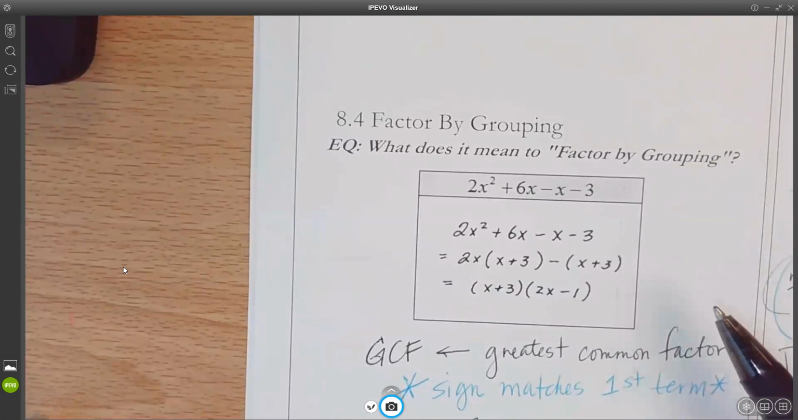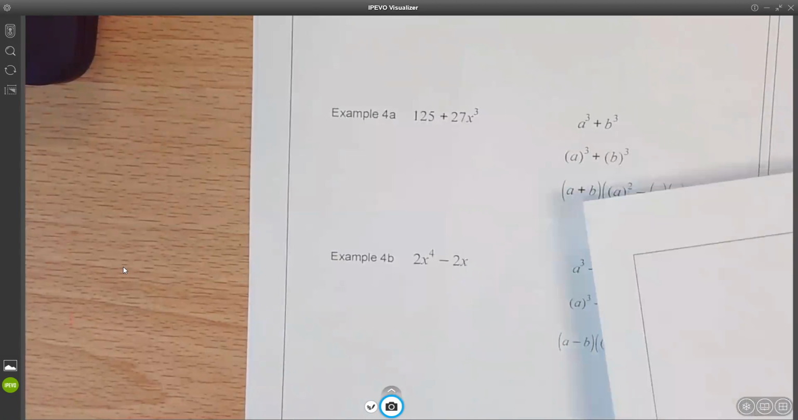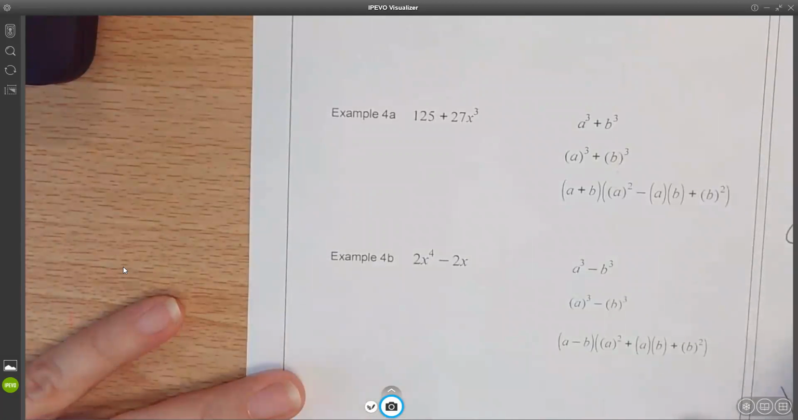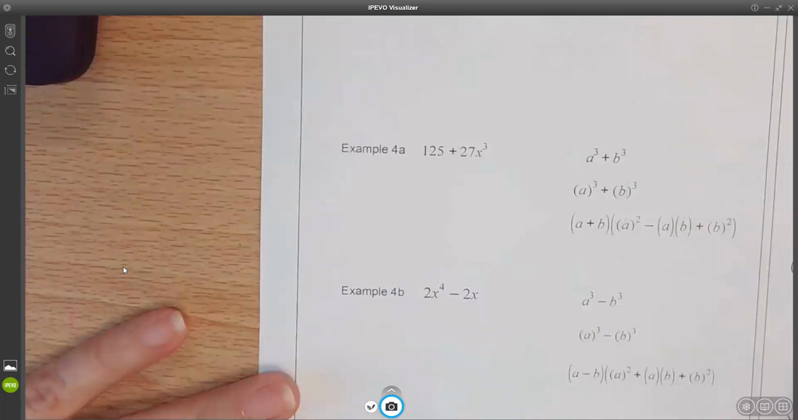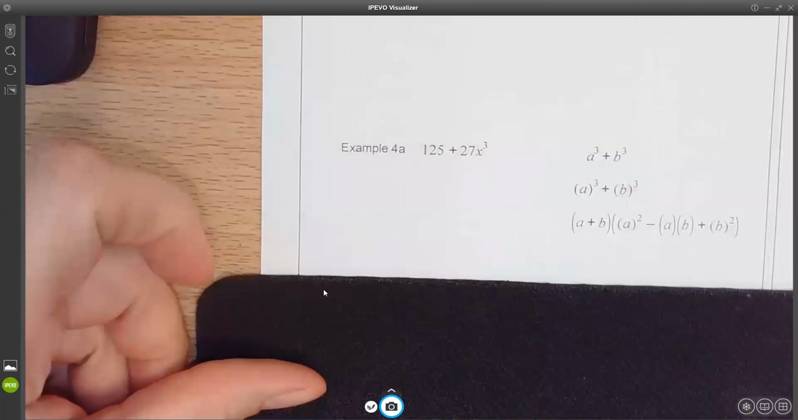My last factoring problem is not actually grouping, but I did all the factoring together in the same lesson, so it's still lesson 8.4. The examples I have to go through with you are sums and differences of cubes. So these are patterns to look for. I'll cover some of this up so there's not as much to look at. Okay, look at one thing at a time here.